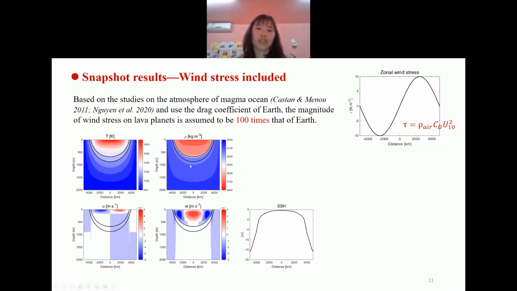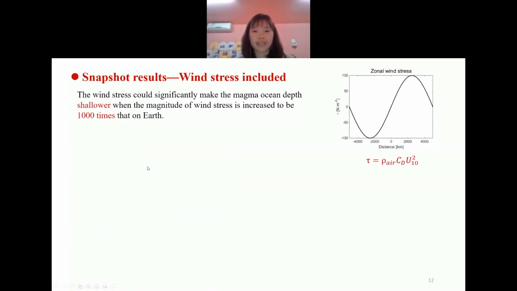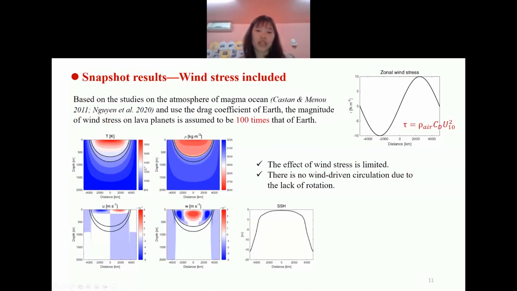Here are the results under this kind of wind stress. Comparing this figure to the previous figure, we can see that the effect of wind stress on the magma ocean depth is very limited under this magnitude and pattern. Possibly this is because planetary rotation is not considered currently, and there is no wind-driven circulation. So if the wind stress is not strong enough, its effect might be limited.